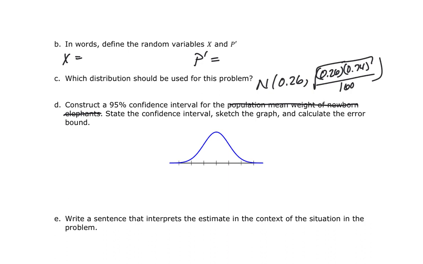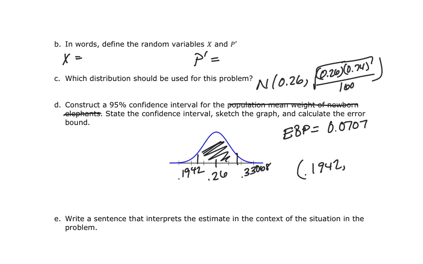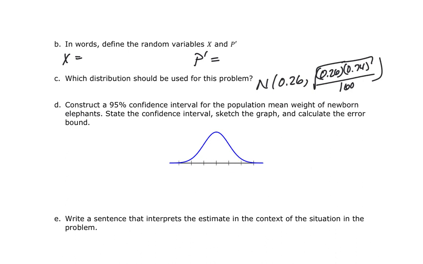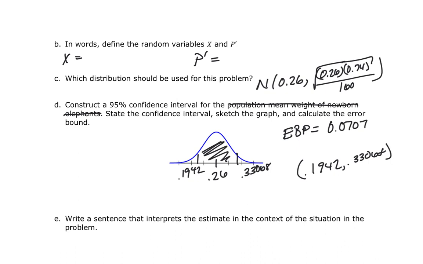This is in reference to the number of executives who prefer trucks. My mean would be 0.26. My EBP, I will show you how I got that, is going to be 0.0707. That means my lower end here is going to be 0.1942, and my upper end is going to be 0.33068. So this is the area that I'm looking at. My interval then is 0.1942 and 0.33068. So that's my confidence interval.